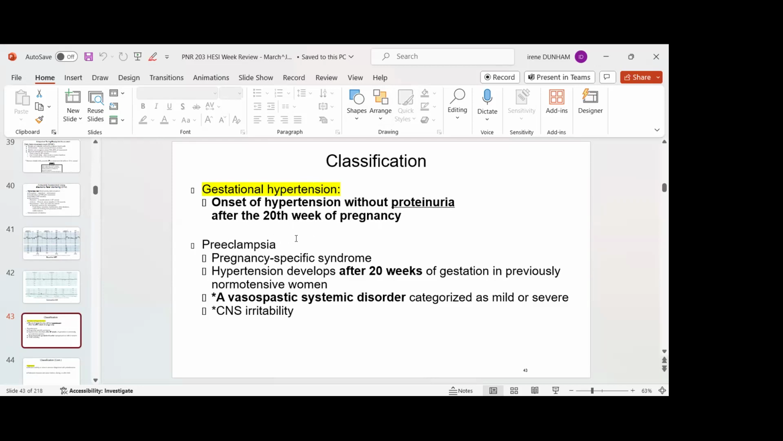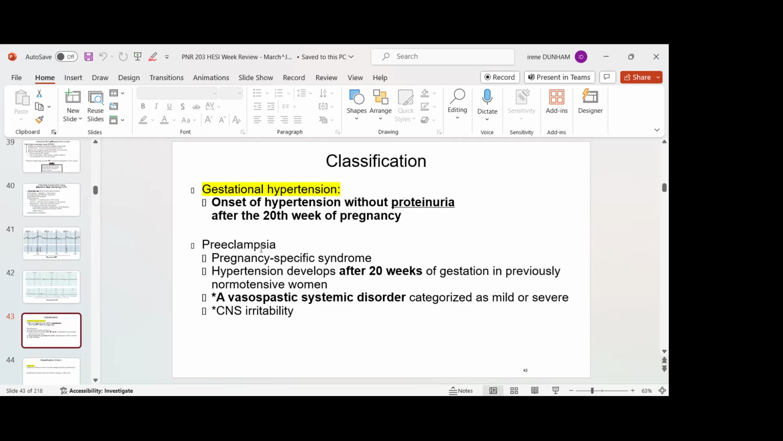Now, if she gets a little sicker, the kidneys start to put out protein, then we go into what we call preeclampsia. Now, preeclampsia is a pregnancy-specific syndrome. That means it happens only in pregnancy. It's hypertension that develops after 20 weeks of gestation. And this happens to women who normally are normotensive. They were fine before they got pregnant. And even at the beginning of pregnancy, they were okay. But after 20 weeks, you start to see their blood pressures increase.